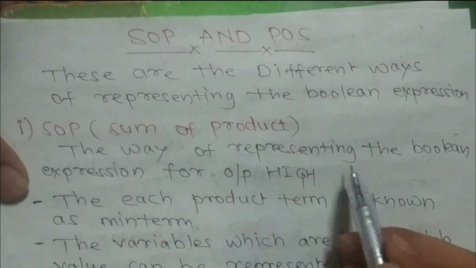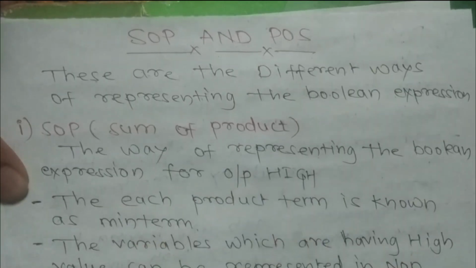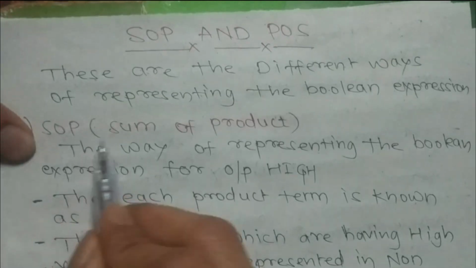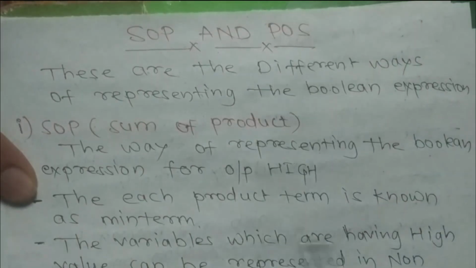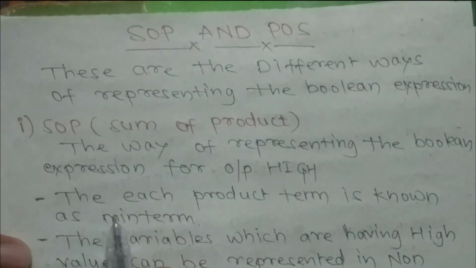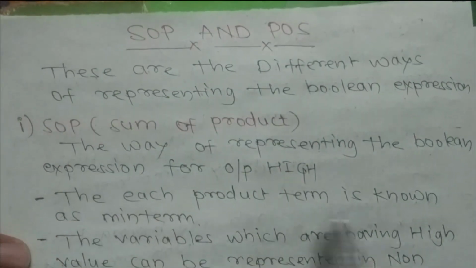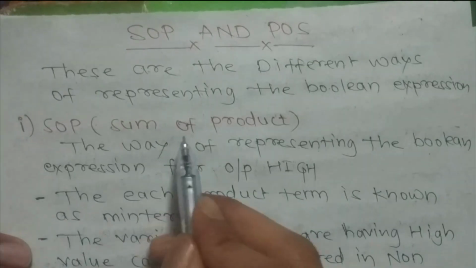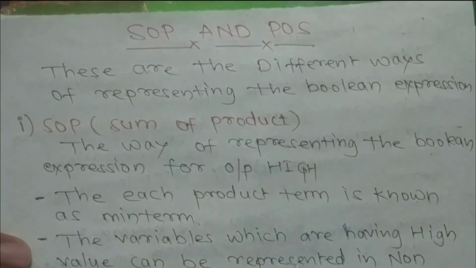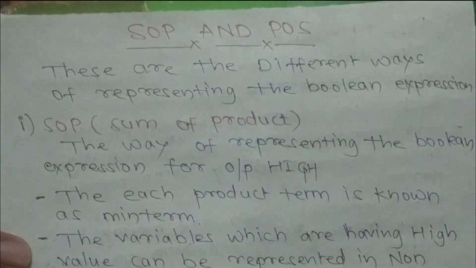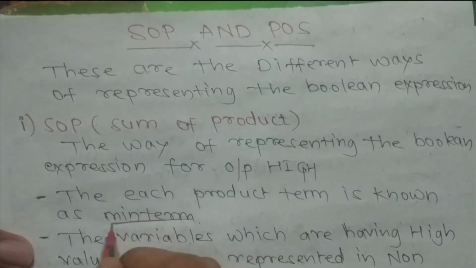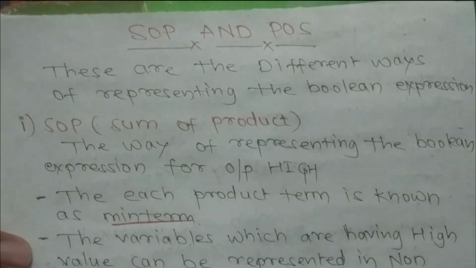The way of representing the Boolean expression for output high means the expression which is going to give high output, right? Next, each product term is known as a min term. SOP, sum of products, is the sum of multiple product terms. Each product term in the expression is known as a min term. This is a term which is used infrequently.